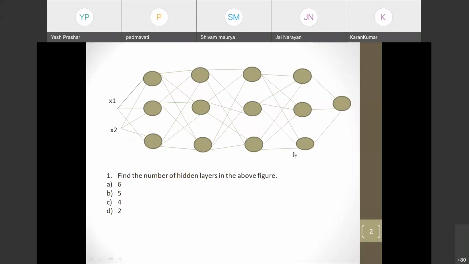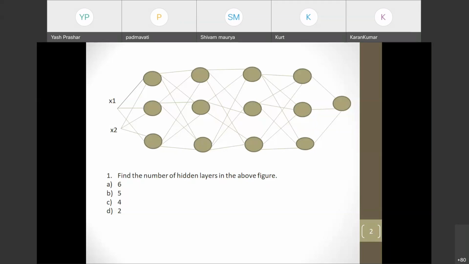Before answering, let me know how many input layers we can have in a feed-forward neural network. Only one input layer is possible. How many output layers can we have? One. As I explained earlier, we always have one input layer and one output layer. The only change I can make with respect to the number of layers is the hidden layers.